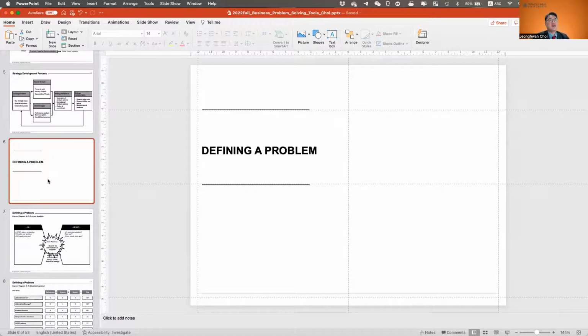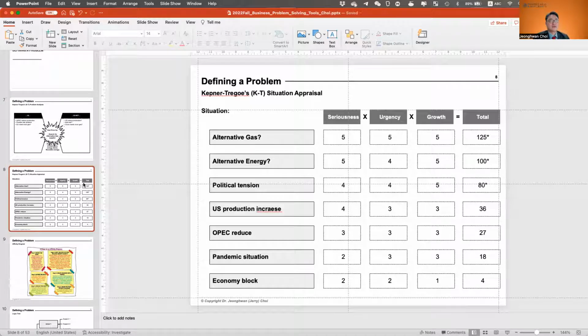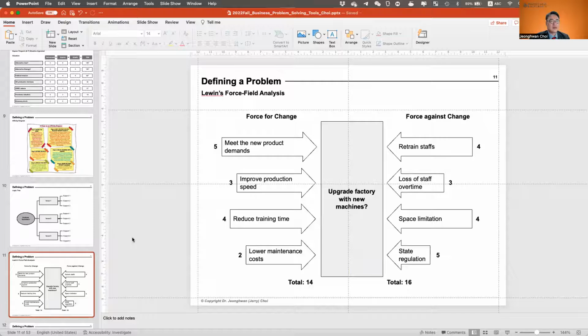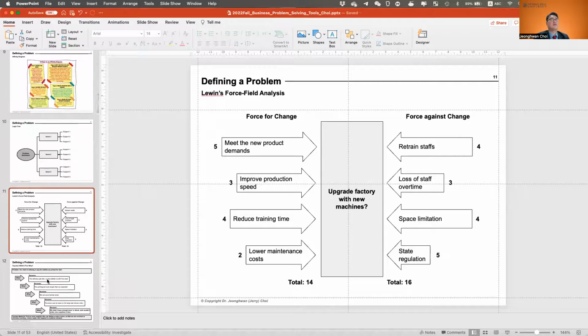Today we covered defining a problem using Kepner and Tregoe's problem analysis tool, simply what is true and what is not true, and Kepner and Tregoe's situation appraisal. We list up and then choose just one or two. Then the Pareto rule, the affinity diagram with post-its, the logic tree, Barbara Minto's mutually exclusive, collectively exhaustive, and defining a problem by using force field analysis, Kurt Lewin.